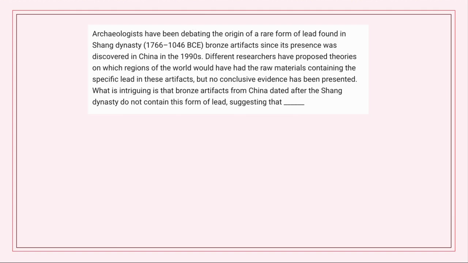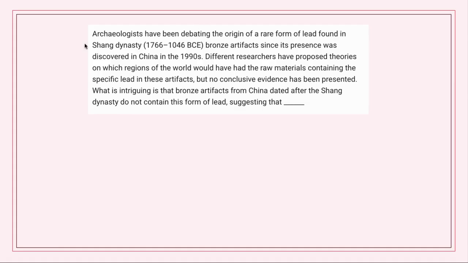All right, so this is our last question. Archaeologists have been debating the origin of a rare form of lead found in Shang Dynasty bronze artifacts since its presence was discovered in China in the 1990s. Different researchers have proposed theories on which regions of the world would have had the raw materials containing this specific lead in these artifacts, but no conclusive evidence has been presented. What is intriguing is the bronze artifacts from China dated after the Shang Dynasty do not contain this form of lead, suggesting that blank. Okay, so it's a short passage, but a lot going on here.